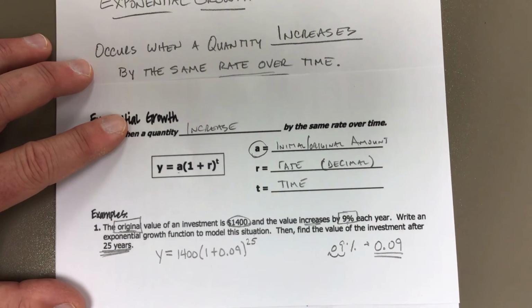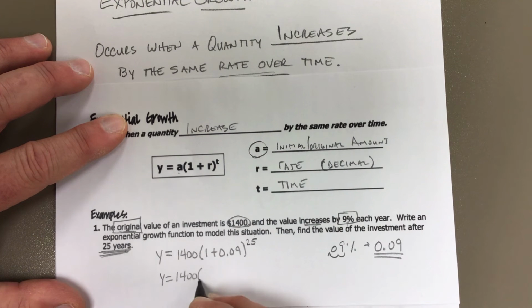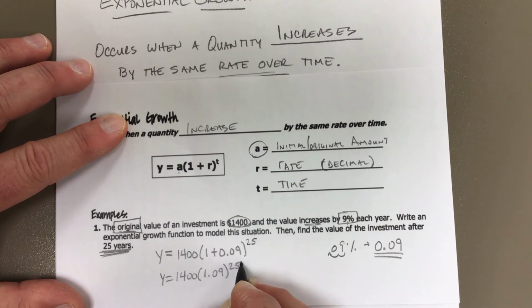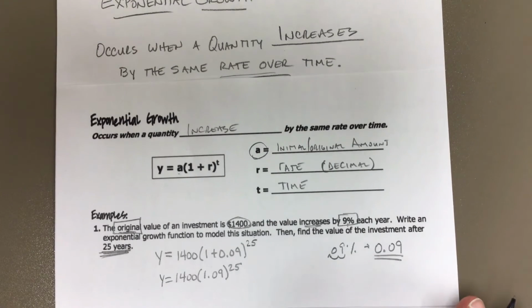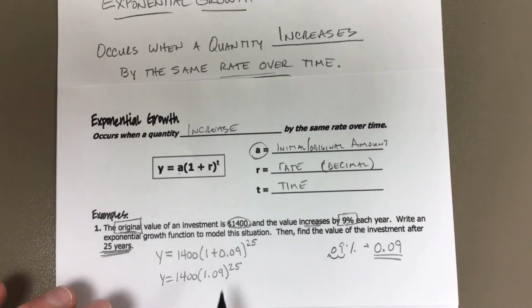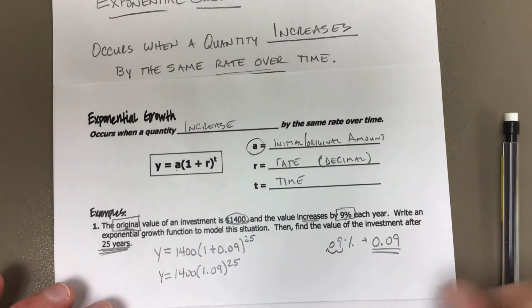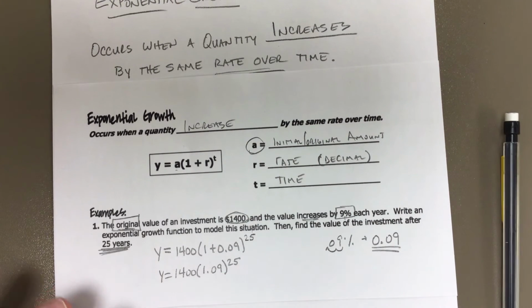Then we get a calculator out. I would probably simplify this first. 1 plus 0.09 is 1.09, so y is equal to 1400 times 1.09 raised to the 25th power. Then you punch it into your calculator. Make sure you do the 1.09 raised to the 25th first before you do anything. You cannot multiply until you take care of the exponent first.